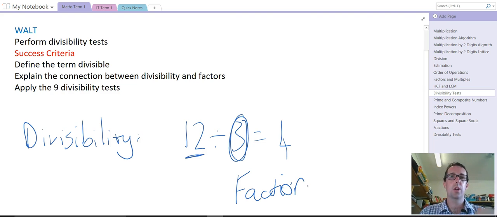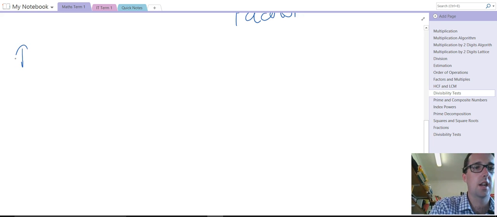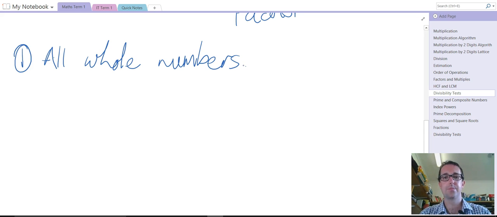So it's working with division, and there are 9 divisibility tests that we can perform to see whether or not a number is divisible. Let's have a look at them. For number 1, all whole numbers are divisible by 1. That's a pretty simple rule. If it's a whole number, then it's divisible by 1.